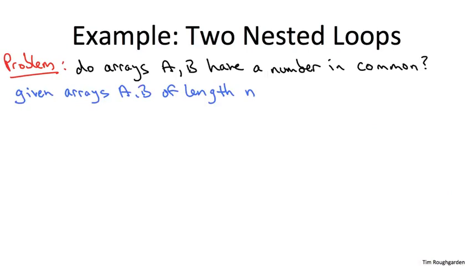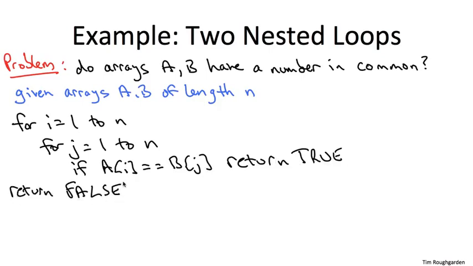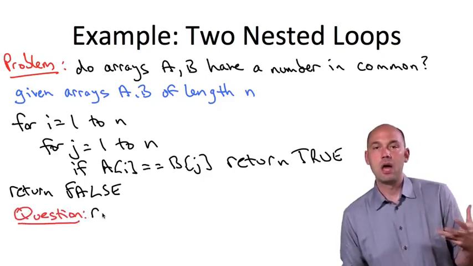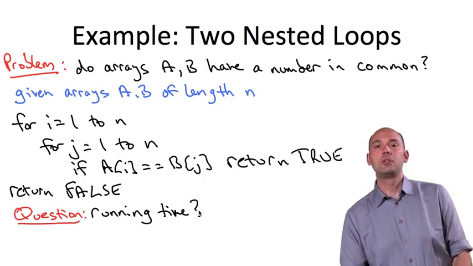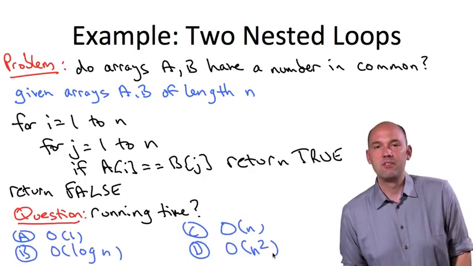So for each index i into the array A, each index j into the array B, we just see if A[i] is the same number as B[j]. If it is, we return true. If we exhaust all of the possibilities without ever finding equal elements, then we're safe in returning false. The question, of course, is, in terms of big O notation, asymptotic analysis, as a function of the array length n, what is the running time of this piece of code?